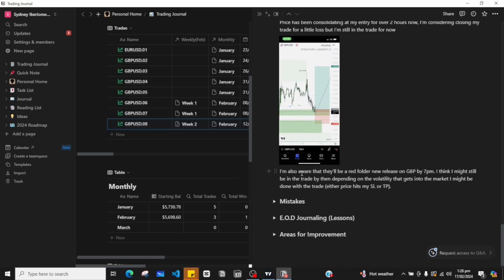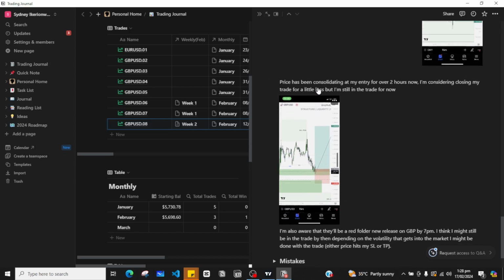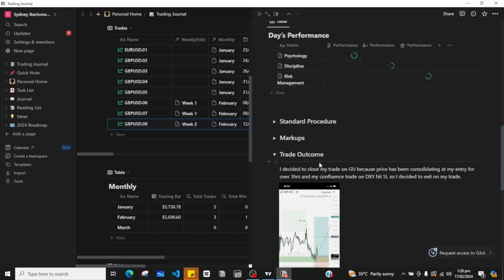As you can see here, I'm also aware that there will be a red folder news release on GBP at 7 p.m. I think I might still be in the trade by then, depending on the volatility that gets into the market. I might be done with the trade, either price hits my stop loss or TP, but unfortunately I decided to close the trade before this 7 p.m. news, and I'll show you guys the reason why. So this was the outcome.